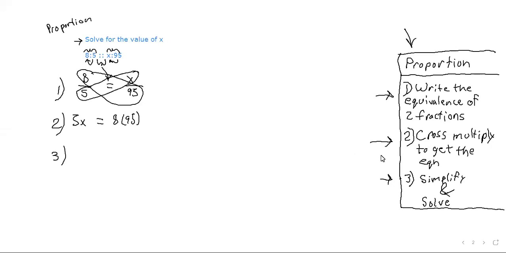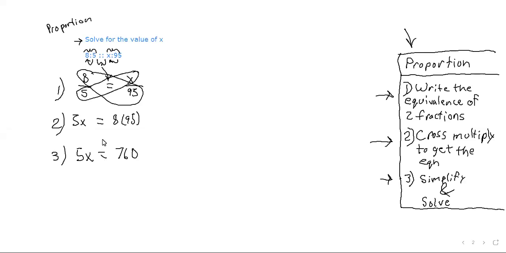And how do we do that? Well, we're going to get 5x, write this down, equals 8 times 95, which is 760. That was the simplified part. Now we just need to solve.